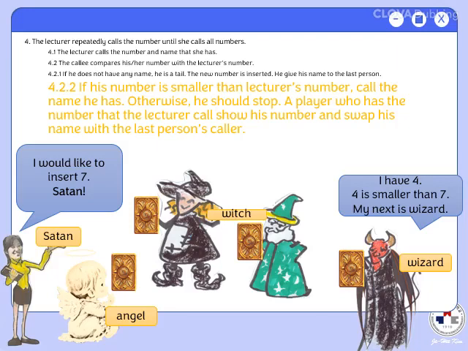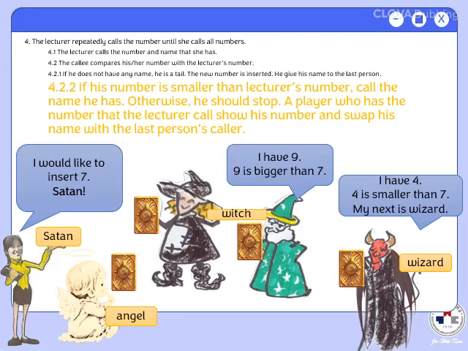The Wizard, whose name is called, has 9, which is not less than 7, so he doesn't call the next person by name. I have 9. 9 is bigger than 7. Again, if the number you have is larger than the number you want to insert, don't call a name. Now the Wizard hasn't called another friend's name, so the student with 7 knows he has to fall between Satan, who called the Wizard, and the Wizard, who last spoke the number.